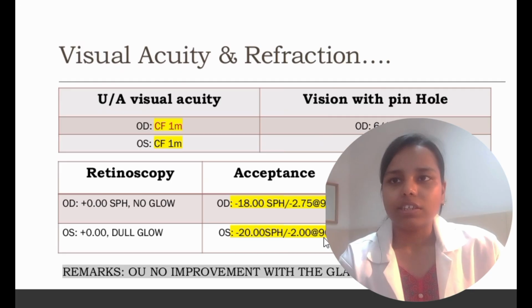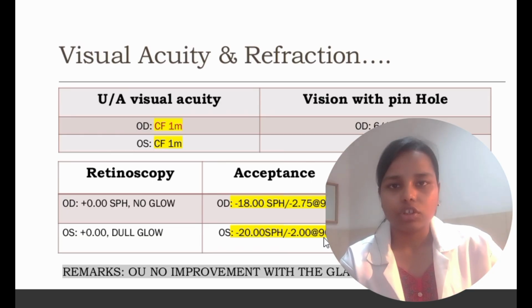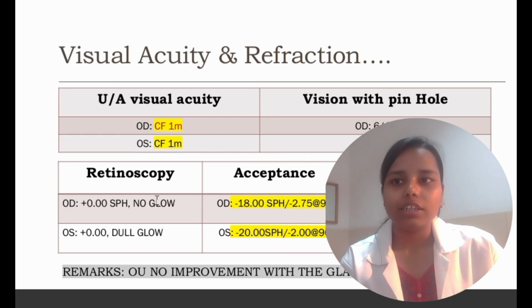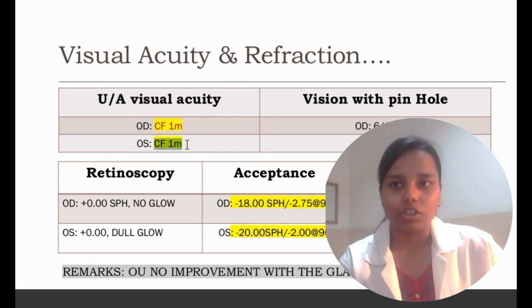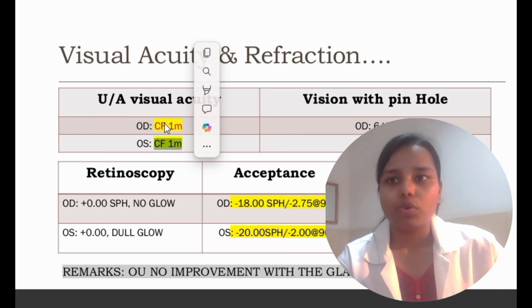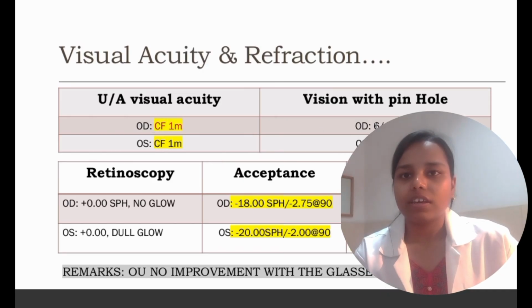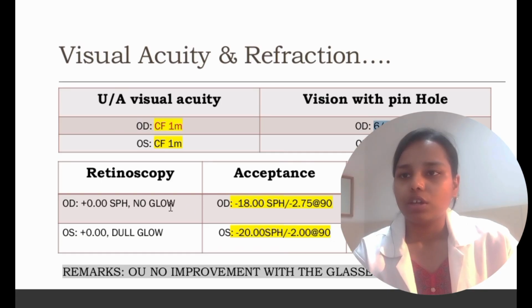Moving to the next slide, here comes the visual acuity and refraction of that patient. After taking the history, we should go for visual acuity and refraction, right? Here the visual acuity shows that the patient has CF 1 meter vision in both eyes. Point to be noted: both eyes have CF 1 meter vision, and with pinhole it improves to 6/18 in the right eye and 6/36 in the left eye.